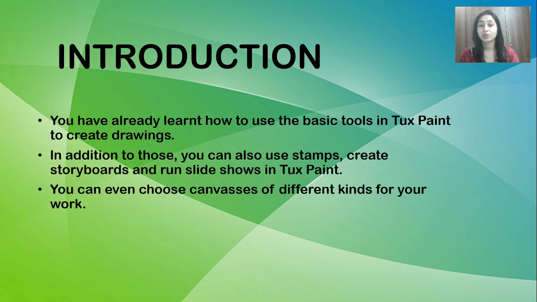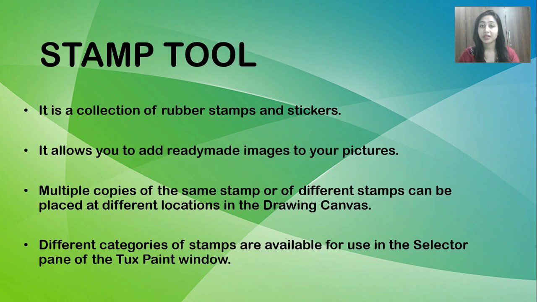Means how to use the magic tool, how to use the new tool, how to use the stamp tools, right? Now let's revise in 4th standard again. So students, in 4th standard, first we will learn how to use the stamp tool, okay? It is a collection of rubber stamps and stickers. It allows you to add ready-made images to your pictures, right?